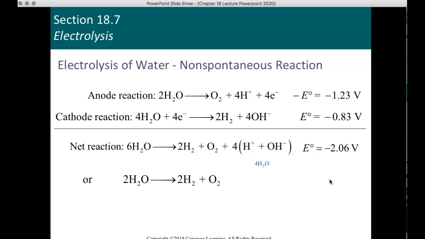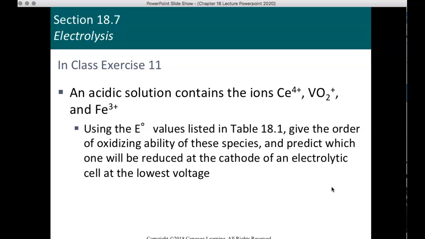All right. This is just an example of the electrolysis of water, where you have water at the anode and cathode. You can separate water into hydrogen and oxygen by applying electricity. And this reaction just shows how much electricity you would need to apply. We're not really going to go over that in any great detail, other than to say that if you apply electricity to a vat of water, it will decompose into hydrogen and oxygen gas. Okay, we'll do in-class exercise number 11 later on too.